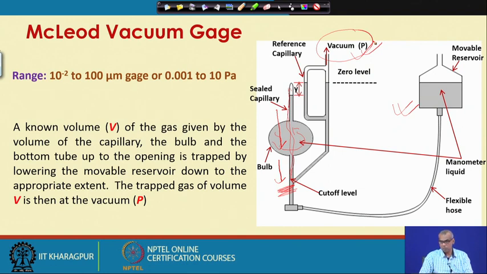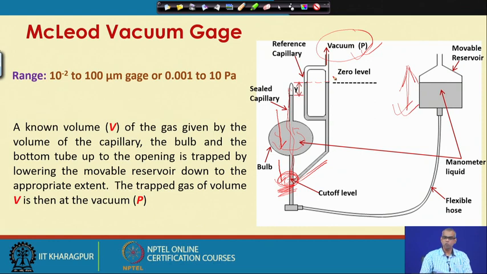Now, I raise the movable reservoir, and I raise it until the mercury level just comes here. It cuts off this part and just comes here. Then I further raise it and stop when the mercury level matches with the 0 level in the capillary.